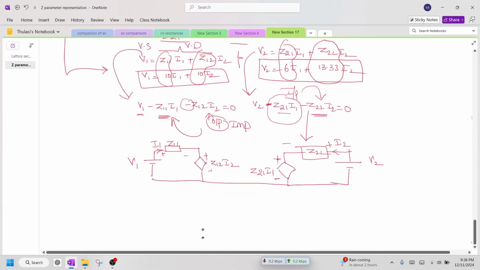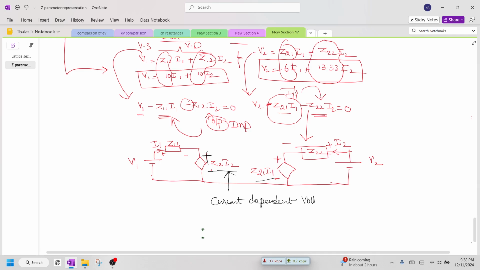Whenever you see this, this is Z21 I1. What kind of source is this? Positive and negative. These kinds of sources are called current dependent. What kind of source? Positive and negative polarities are there. Voltage source.